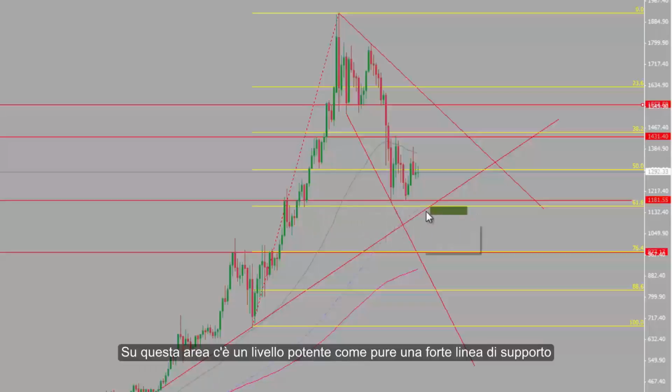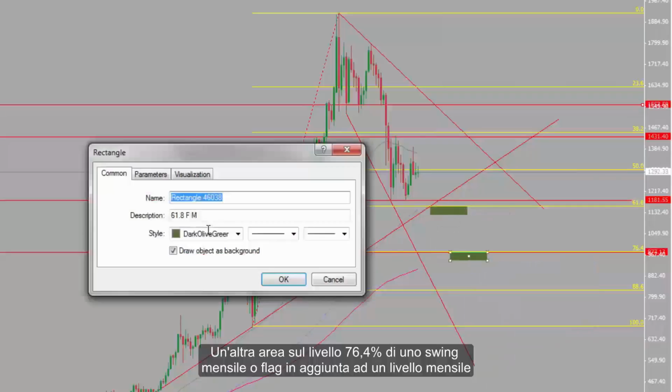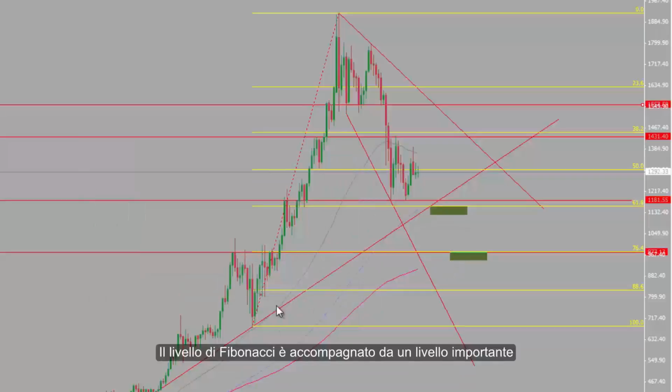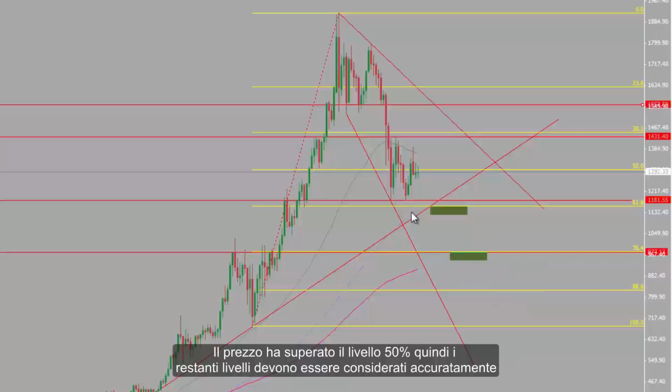On this region, there is a powerful level as well as a strong support line. Thus, the area around the price of 1172 would have a considerable influence on the market trend. Another region is on the level 76.4% of a monthly swing or flag, in addition to a monthly level. Fibonacci level is accompanied by an importance level. Price has passed level 50%, so the remaining levels have to be considered thoroughly.